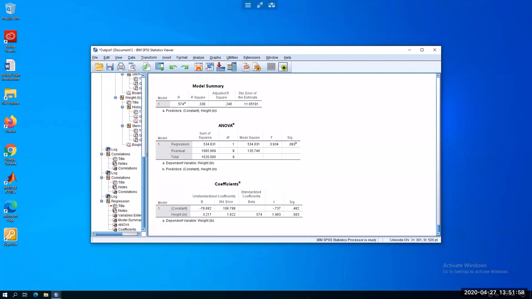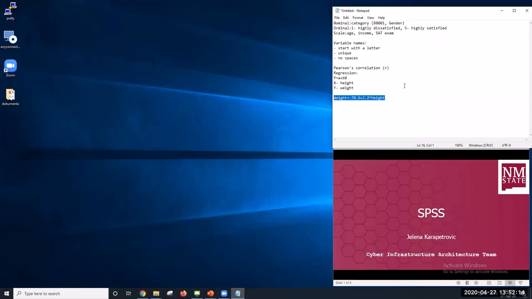Can I see that equation? Weight equal to minus 78.6, yes, constant plus coefficient times x, which is height. 3.21, right? Yeah, 3.21. Oh, plus. Okay, sorry. Minus 78.6 plus.